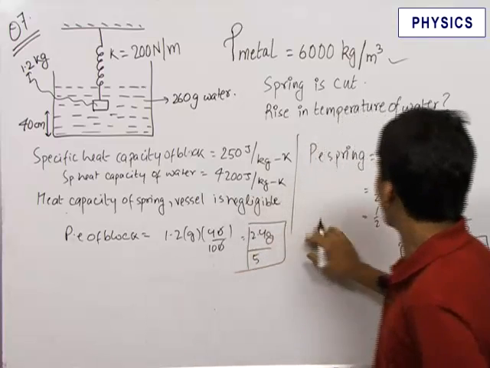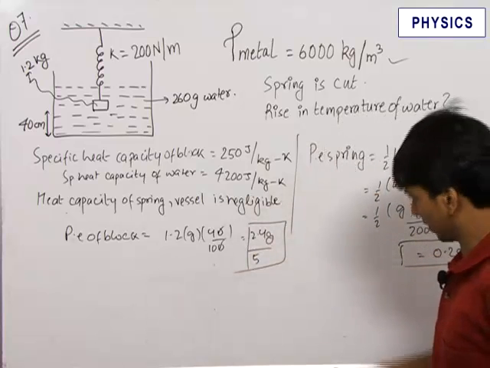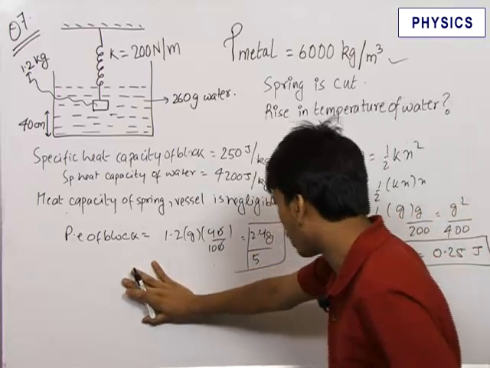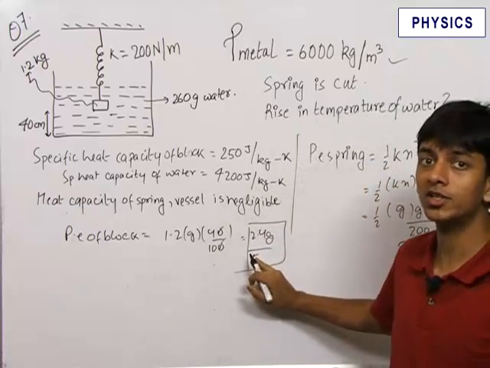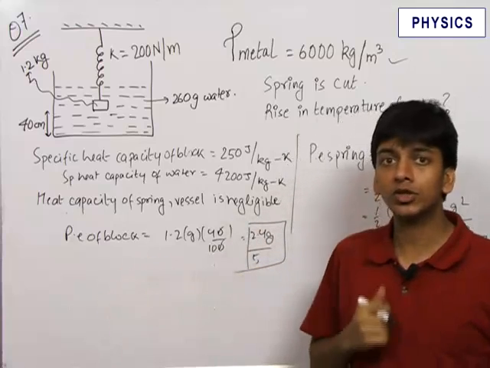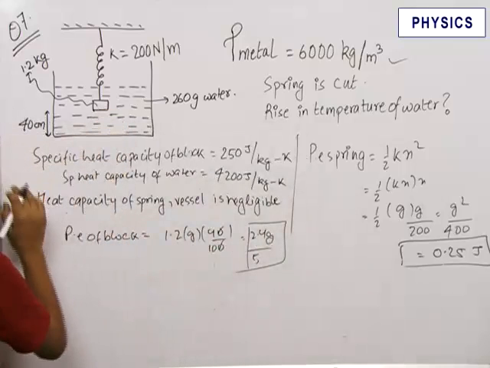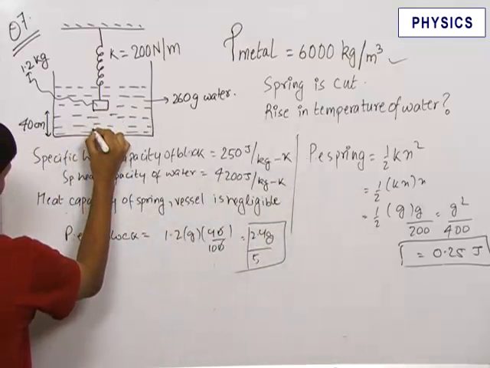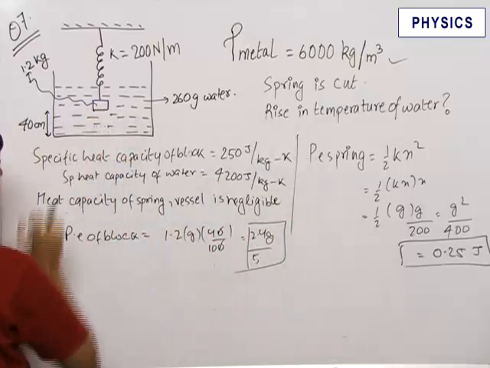Now the potential energy of the spring lost we know as 0.25 joules. The initial potential energy of the block was 2.4 g upon 5, but this is not the loss of potential energy, mind you. This question is not over here. The important thing which most of the students miss is that as this block went down, there was a block of water over here which is now at this position.